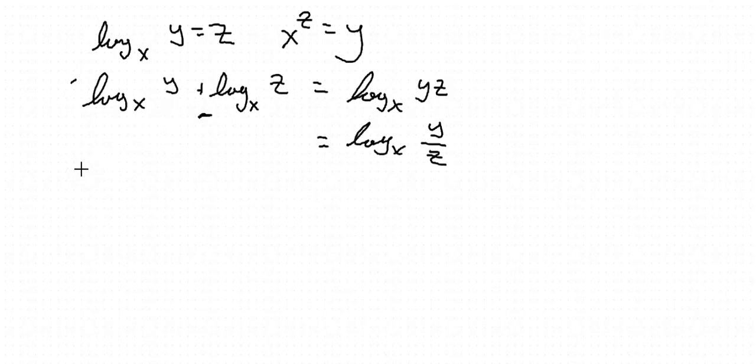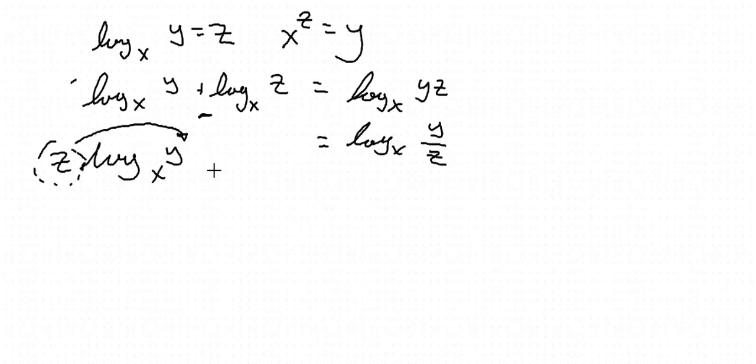Here's the last rule. If I have the log of x, and then this is y, and then you have a z out front, then I can take this z and move it and put it as the exponent there. So then you get the log of x, y, and it's to the z power.